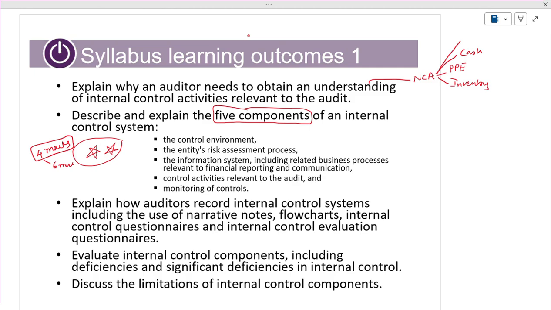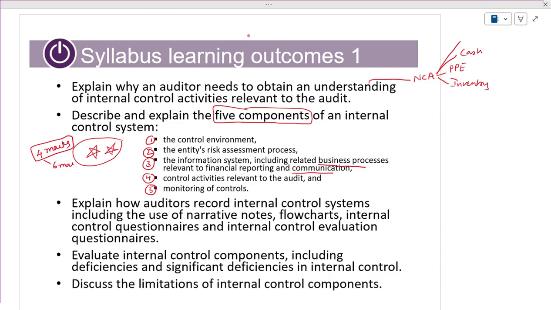Memorize this. When I say memorize, memorize. When I say understand, understand means you have the flexibility to write in your own words. Memorization, there is no flexibility. The first one, these are the 5 components of internal control systems: the control environment, the risk assessment process, the information systems, including business process, relevant to financial reporting and communication, the 4th one, control activities relevant to the audit, and the 5th one is monitoring of controls.